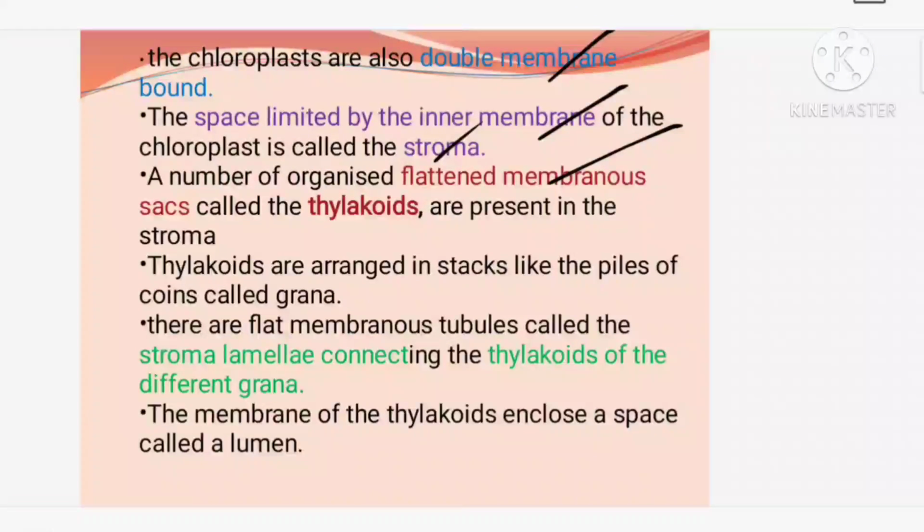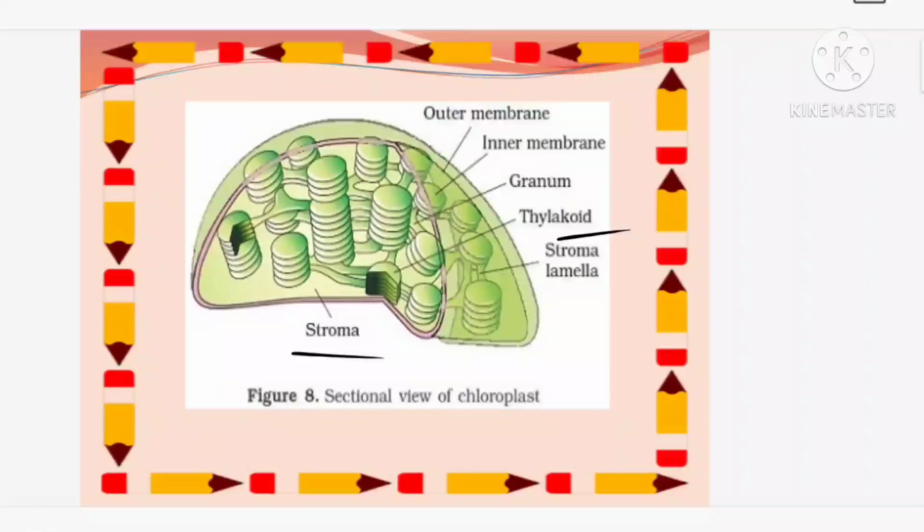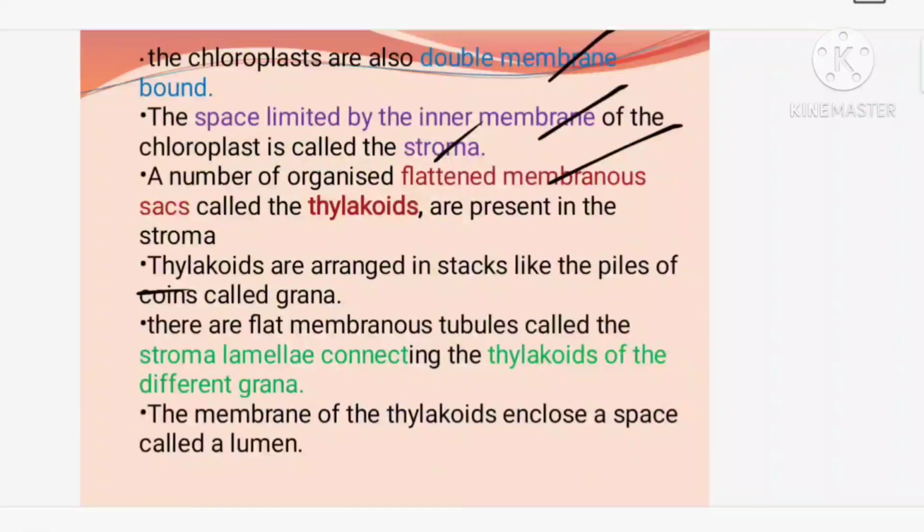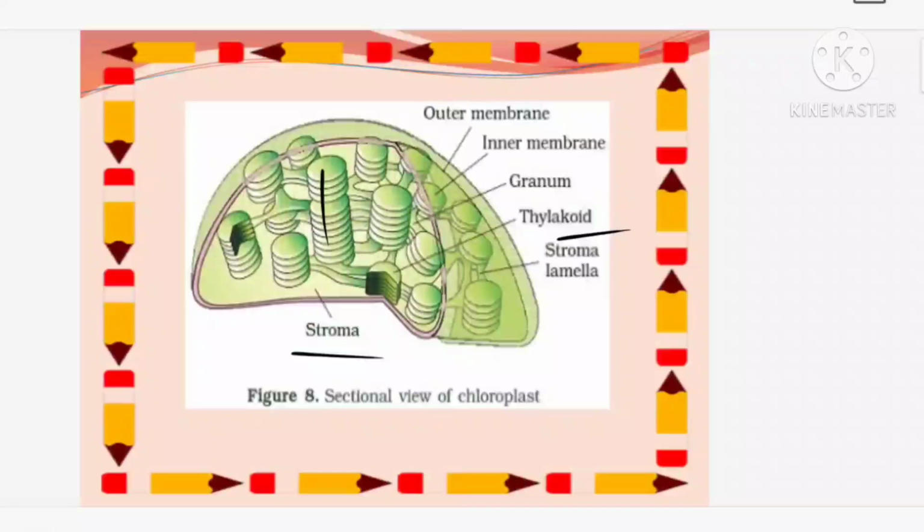Thylakoids are arranged in stacks like piles of a coin, isn't it? Coins are arranged one after the other, just like that. That one we call it as what? Grana. And you can find flat membranous tubules which are connecting the thylakoids of different grana, isn't it? So, this is connecting, this is connecting, this is connecting, right. This connecting part we call it as what? Stroma lamella.